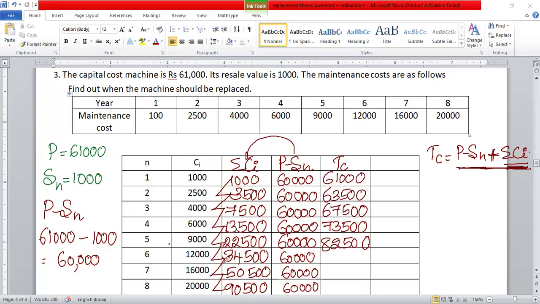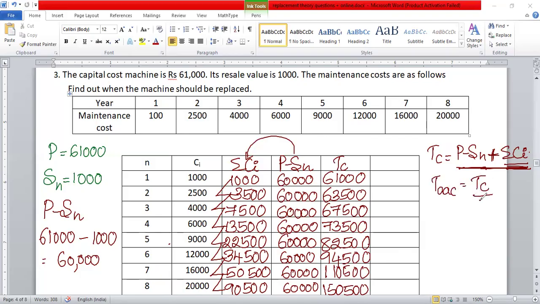60,000 plus 34,500, so 94,500. 60,000 plus 50,500, so 1,10,500. 60,000 plus 90,500, so 1,50,500. Okay, TC is over. Now we are going to annual average cost.